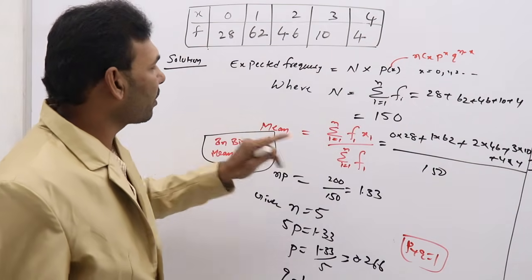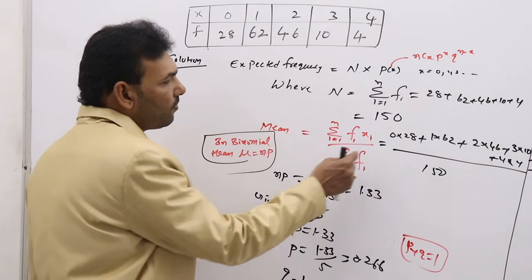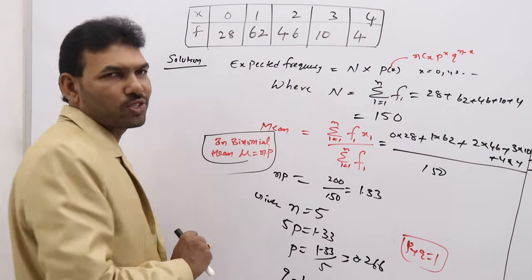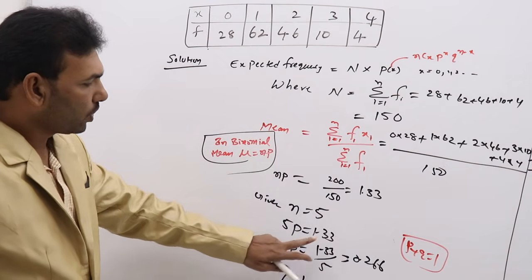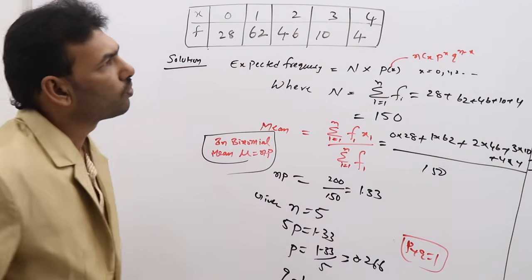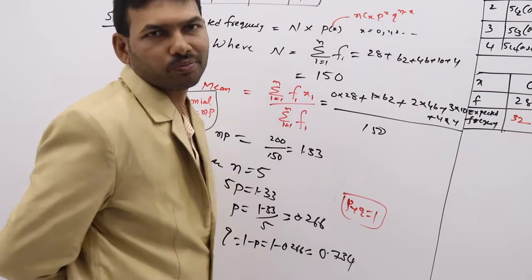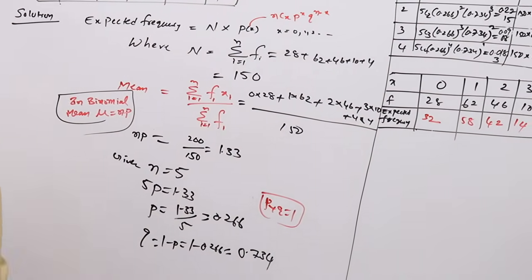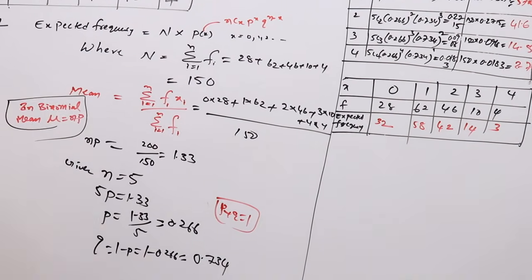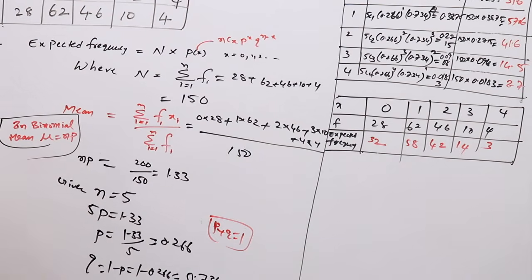Whenever the data is given, this is the formula to find the mean: sigma fx by sigma f. Using that we calculated the mean as 1.33. From that, by substituting n value 5, you got p and q. So after getting p and q, prepare this table. Using that table, we can finalize the expected frequencies for the given distribution. Fitting means finding expected frequencies for the given frequencies.